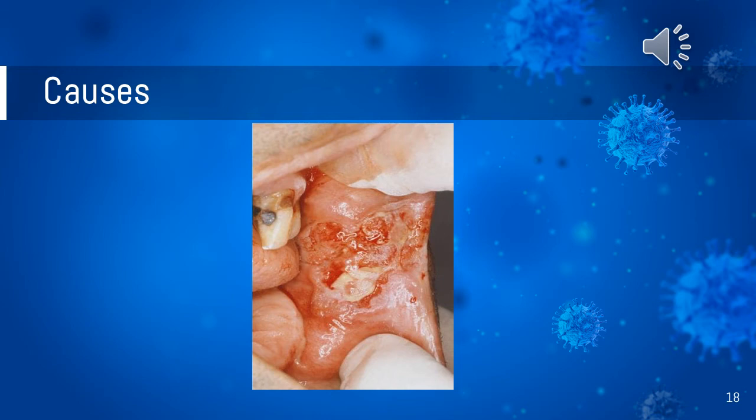HPV, typically acquired via oral genital contact, may also have a role in the etiology of some oral cancers. However, HPV is identified in oral cancer much less often than in oropharyngeal cancer.